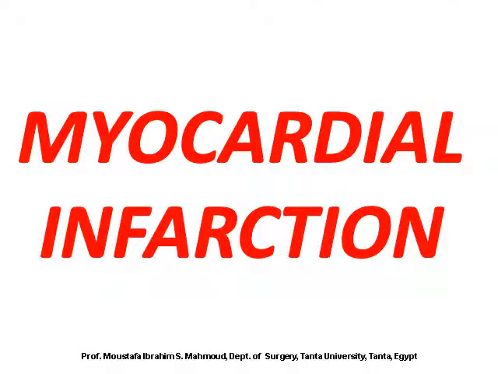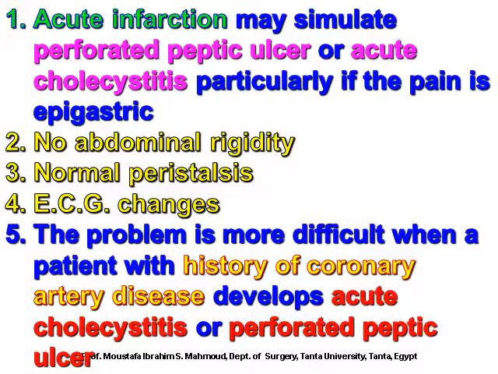Myocardial infarction. Acute infarction may simulate perforated peptic ulcer or acute cholecystitis, particularly if the pain is epigastric. No abdominal rigidity, normal peristalsis, and E.C.G changes. The problem is more difficult when a patient with history of coronary artery disease develops acute cholecystitis or perforated peptic ulcer.